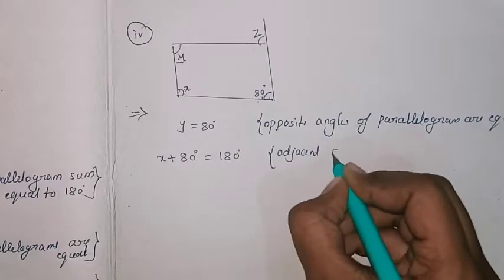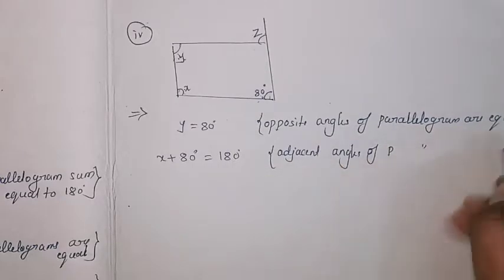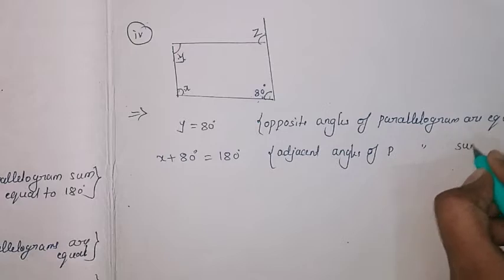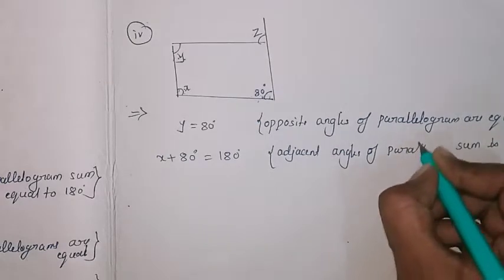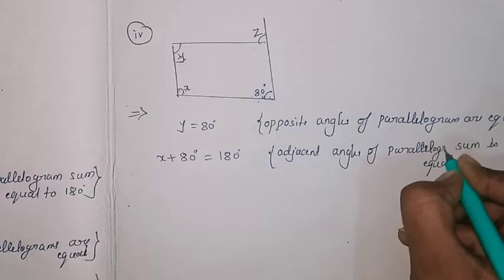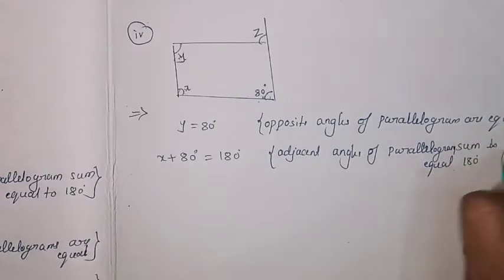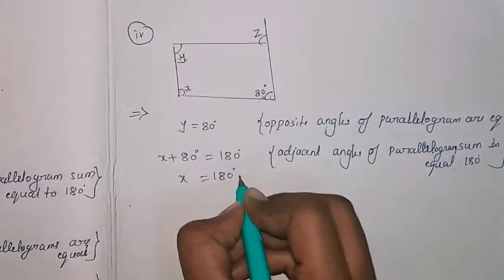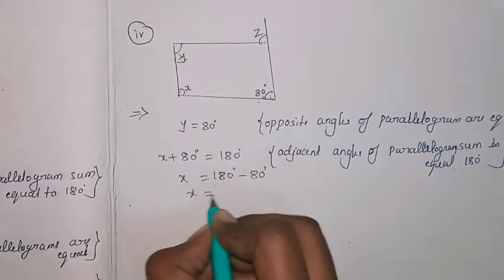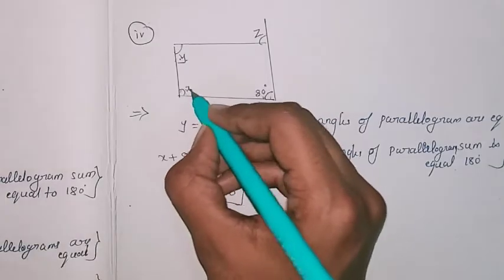angles of a parallelogram sum is equal to 180. So you write it fully. Parallelogram adjacent angles sum is equal to 180 degree, or you can say they are supplementary. So x is equal to 180 degree minus 80. So x is equal to 100. Now you got the x value. So x is 100.